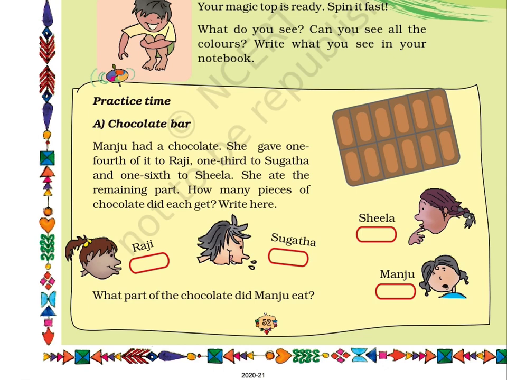Right here, we see the picture of the chocolate bar to the right of the question, and below that, the names of the different students. Raji, Sugatha, Sheila, and Manju. There is a blank space below the names of all the students in which you have to write the answers. What part of the chocolate did Manju eat?